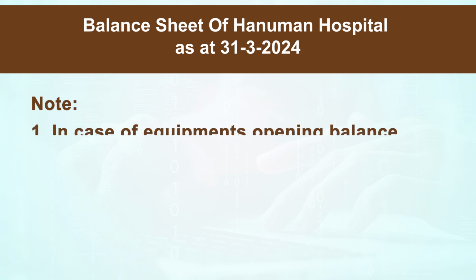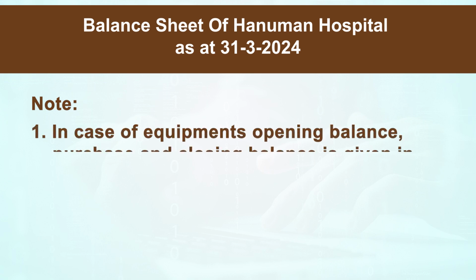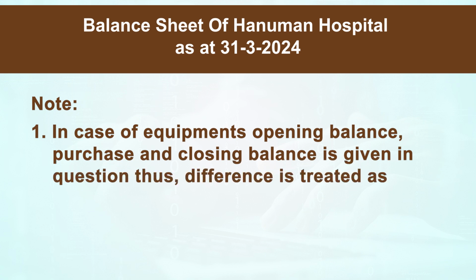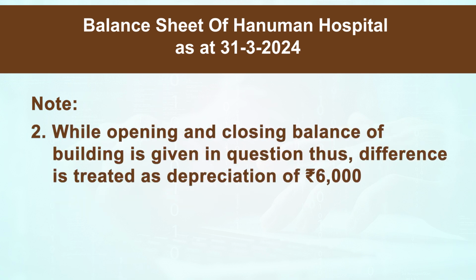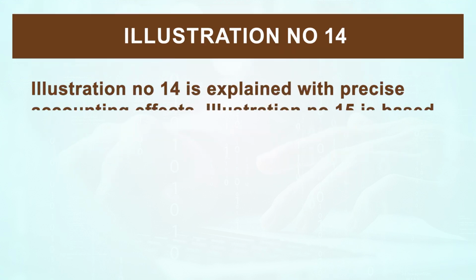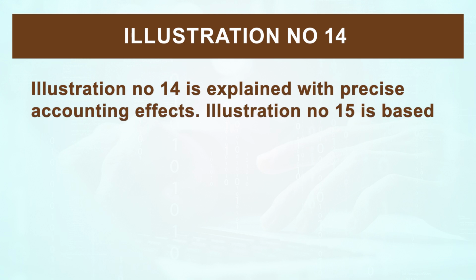Now points to be considered while solving the sum are: In case of equipments, opening balance, purchases and closing balance is given in the question. Thus, difference is treated as depreciation of rupees 15,000. Another point to be considered is that opening and closing balance of building is given in the question itself. Thus, difference is treated as a depreciation of rupees 6,000. Illustration number 14 is explained with precise accounting effects. I hope it is clear to you all.